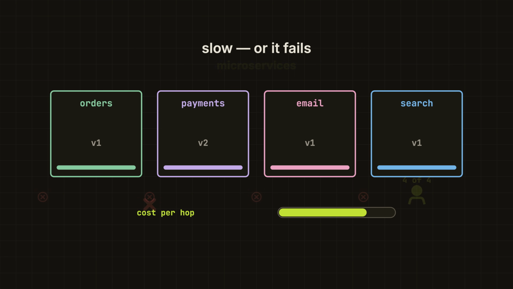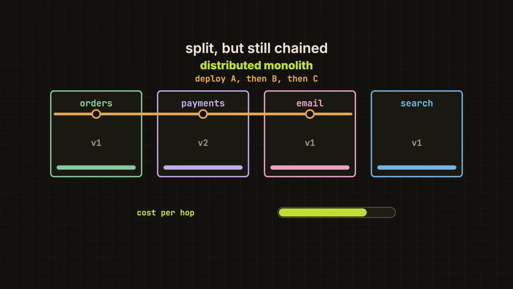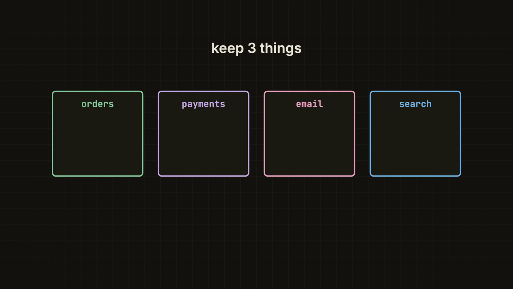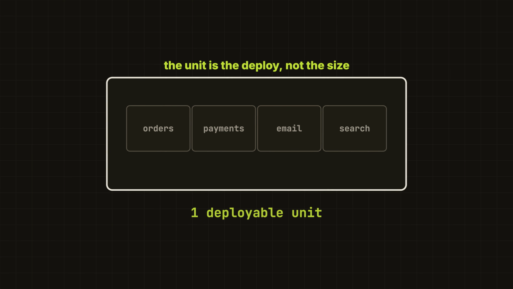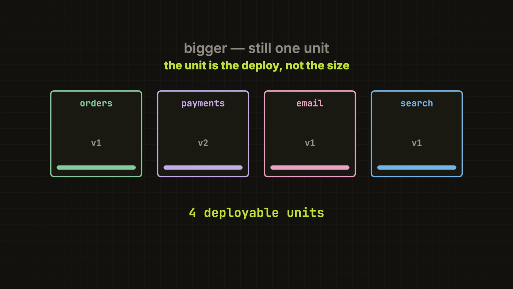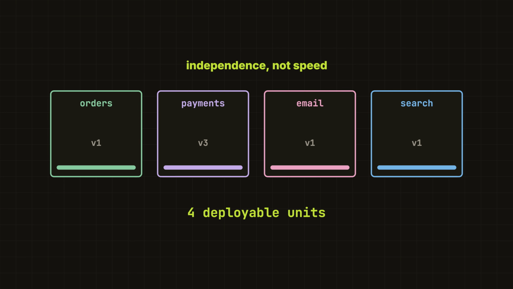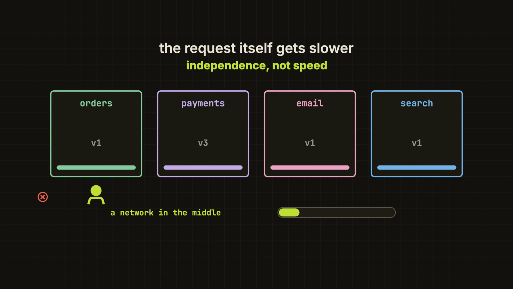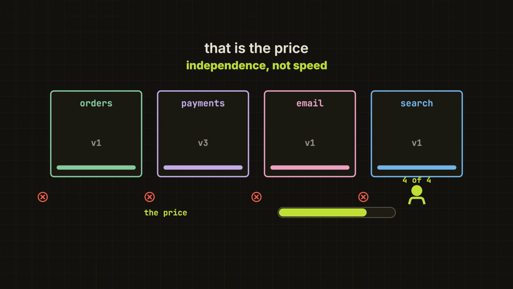And a distributed monolith is when we have done the splitting, but the pieces are still chained together. So we pay for distribution and we get none of it. And if you keep only three things, keep these. 1. The unit is the deploy, not the size. What makes something a microservice is that it can be released on its own. 2. What we are buying is independence, not speed. We can scale one part on its own, but the request itself usually gets slower because we put a network in the middle. That is the price. And 3. The boundaries matter more than the boxes.